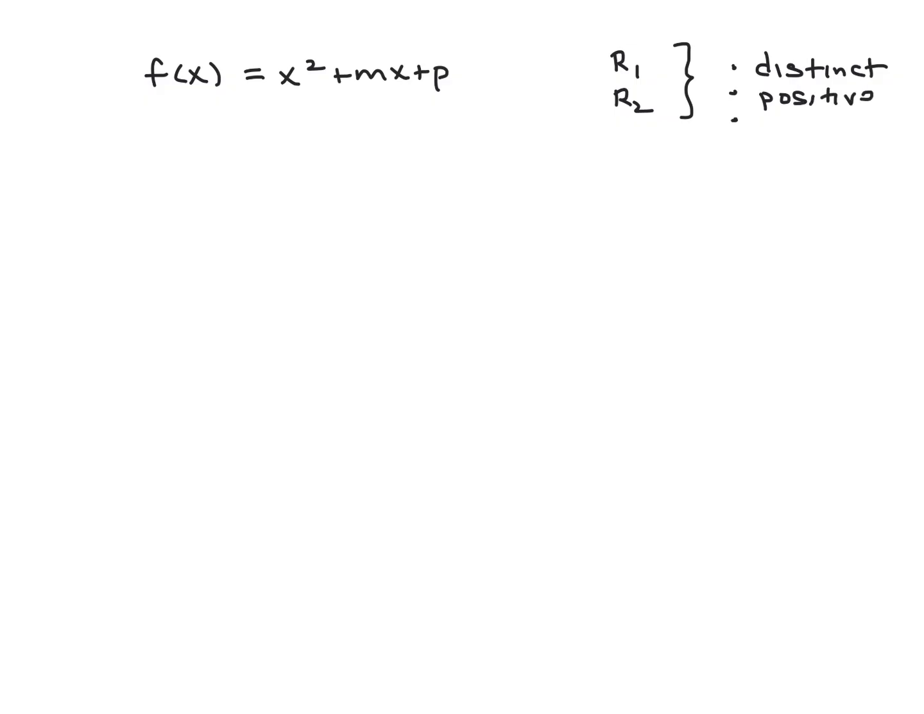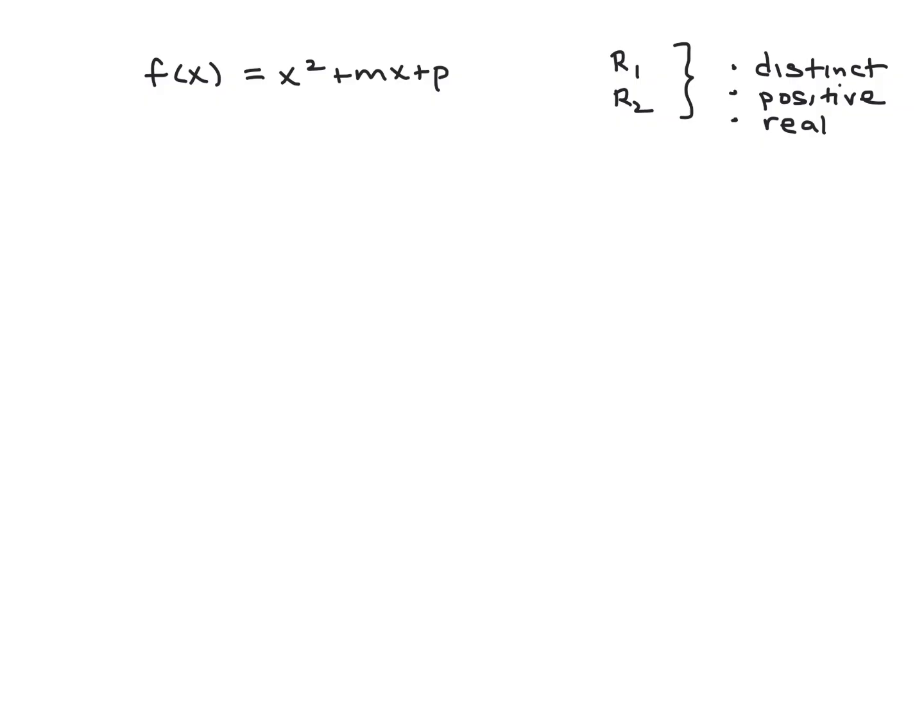So first, I've got this f at x, and that is x squared plus mx plus p, right? And they told me that there's two roots, so I'm just going to call them root 1 and root 2, r1 and r2. And they have told me that these roots have some properties. They are distinct, meaning they are different. They are positive, and they are real. Okay.